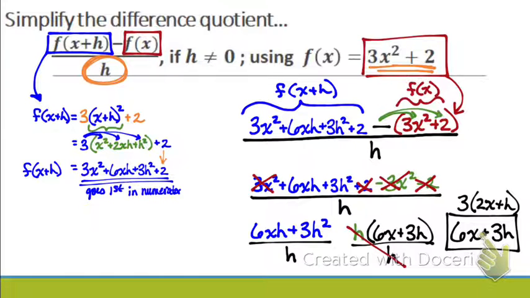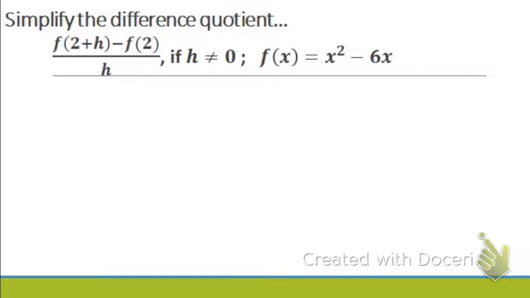Okay. I want to do another one that is similar to this with one tiny twist. Tell me what my twist is. Yes. Yeah, this one, instead of x, we're going to be substituting in a 2. So I've got 2 plus h, or 2 being substituted in.